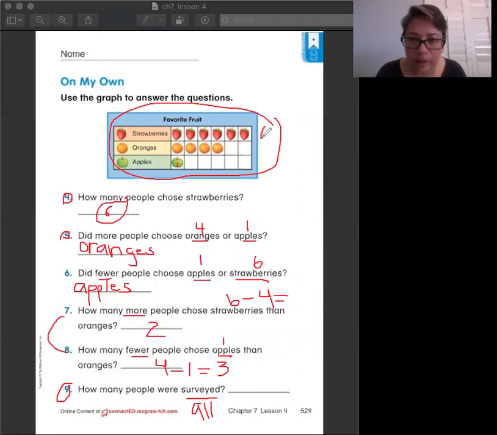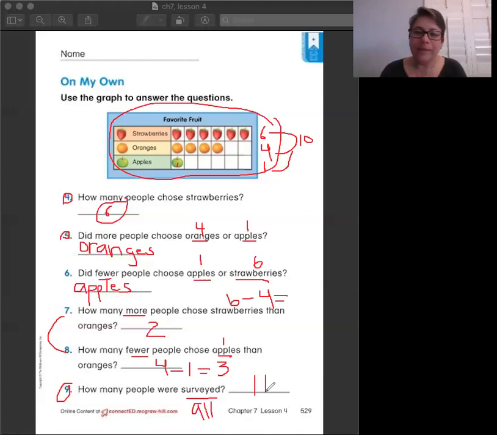So I know strawberries was 6, and oranges was 4, and apple was 1. So, oh, I see a friendly number here. 6 and 4, take a look, 6 and 4, that's my 10. So 6 and 4 makes 10, plus 1 more makes 11. So how many people were surveyed? 11 people were asked all together their favorite fruit.